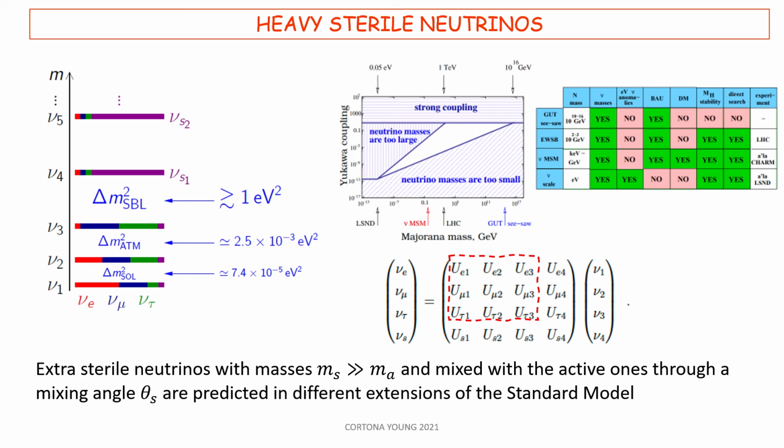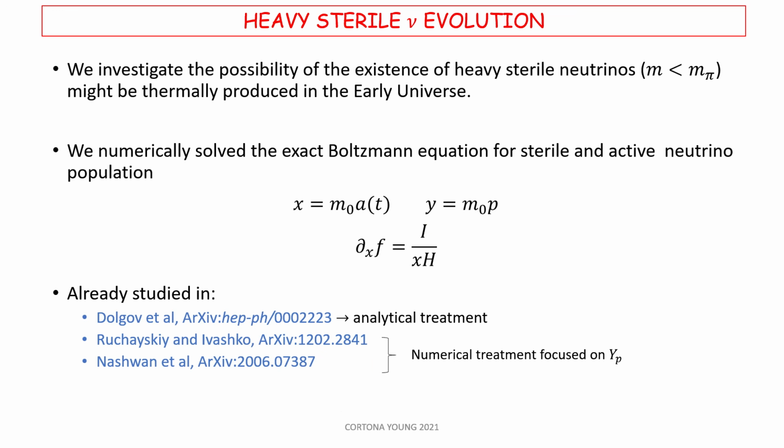Sterile neutrinos emerge by enlarging the Pontecorvo matrix with a fourth mass eigenstate, with a mass higher than the active masses. The mass is a free parameter of the model, and the other free parameters are the mixings with the active neutrinos. In this work, we have taken sterile neutrinos that mix with only one active neutrino at a time.